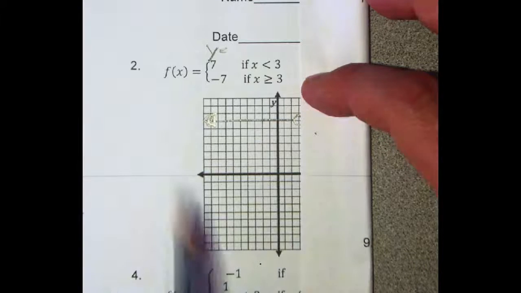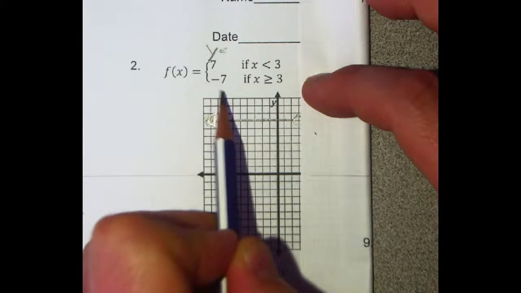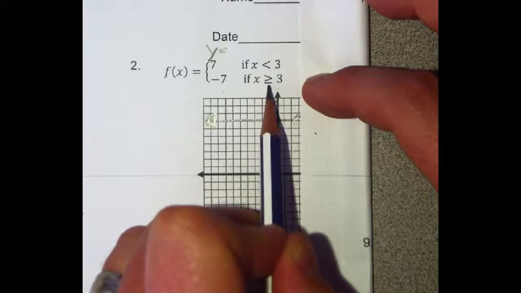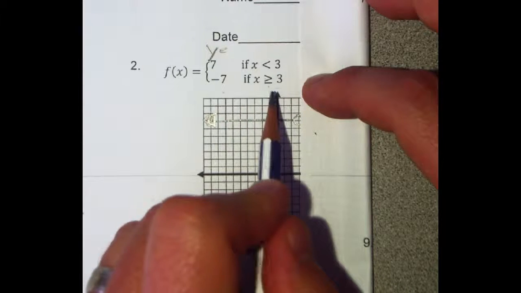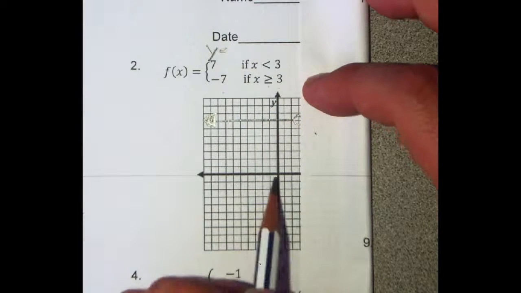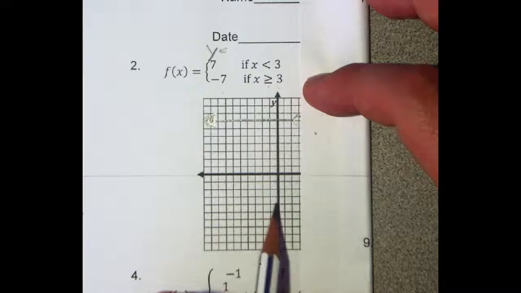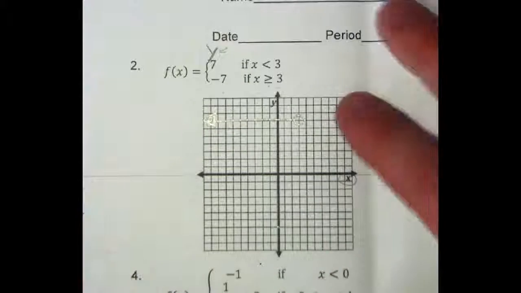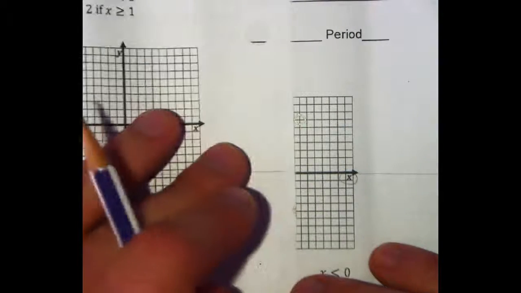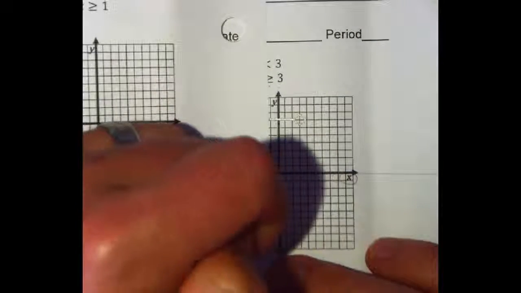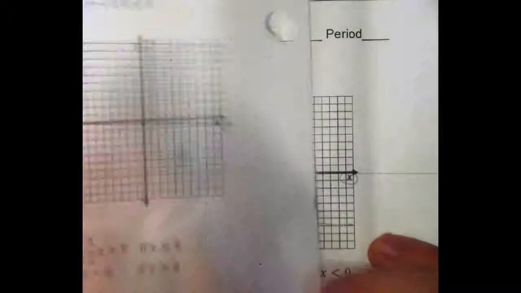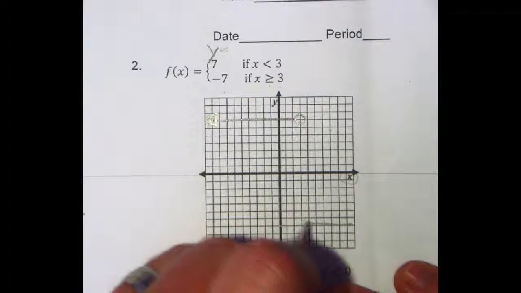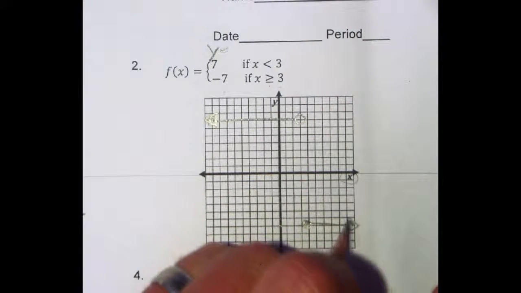And then for the next one, at -7, it's going to start at 3 as well, but it's going to be greater than and go the other direction. So we're going to go down to -7. 1, 2, 3, 4, 5, 6, 7. But I want to use the other side and go to 3. Okay. And that's where that starts. That's a solid circle.